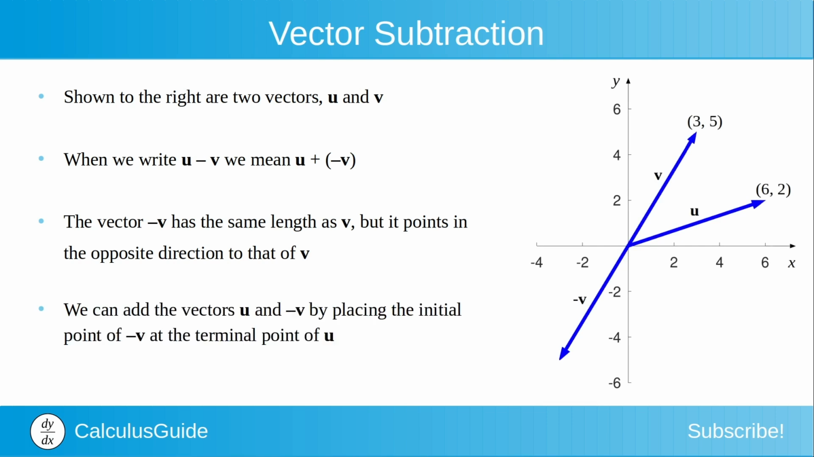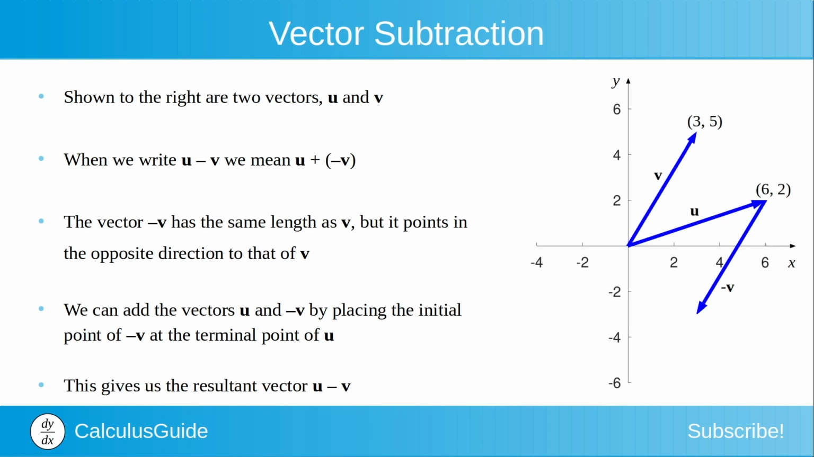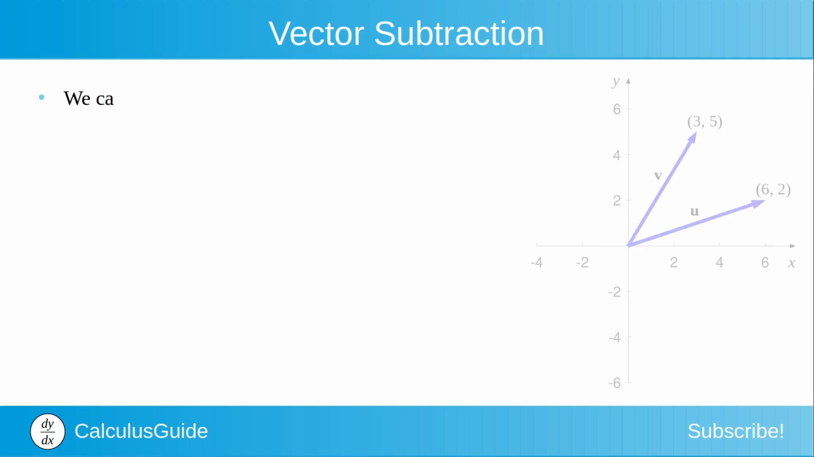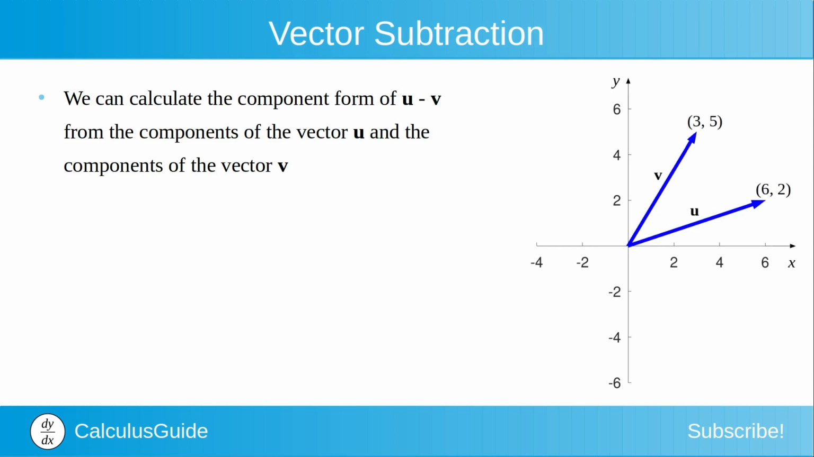We can add the vectors u and minus v by placing the initial point of minus v at the terminal point of u. This gives us the resultant vector u minus v. We can calculate the component form of u minus v from the components of the vector u and the components of the vector v.